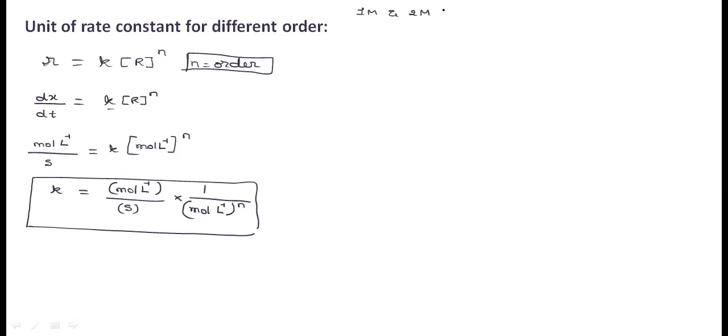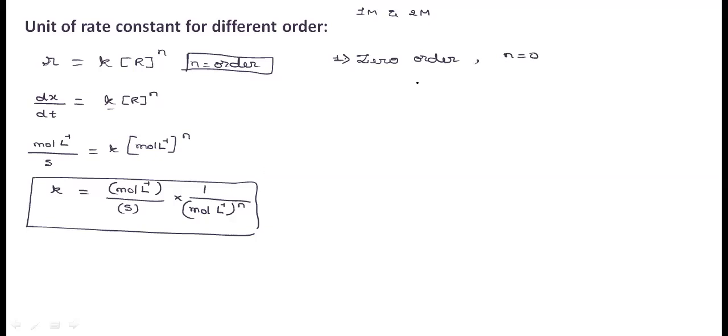At least till third order reaction, you need to practice the unit of K. They will give the unit and ask you to identify the order, or they will give the order and ask you to give the unit of K. Now we'll try to understand one by one. We'll take the first one, the zero order reaction. Now for zero order reaction, we'll assume the equation. N value will be equal to 0.